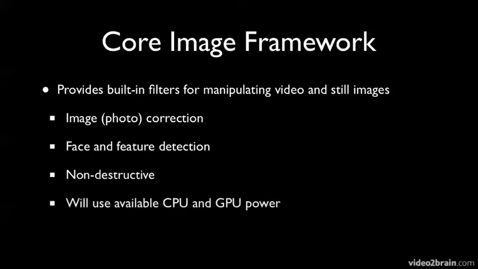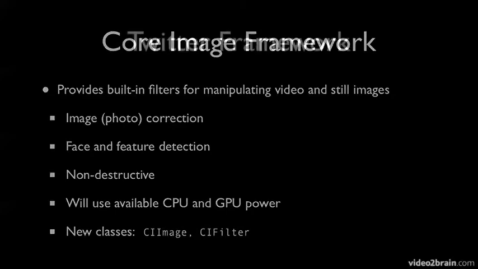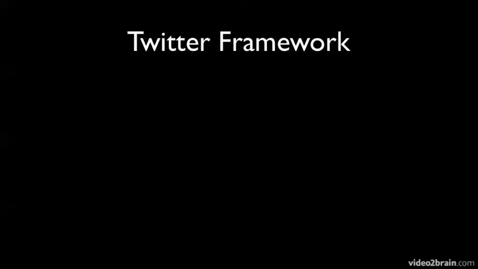It will also use available CPU and GPU power, so for example on the iPhone 4S, the dual core will be used, and the better graphic processing power will be used as well. New classes provided here are CIImage and CIFilter. The Twitter framework. The Twitter framework will provide support for sending Twitter requests.